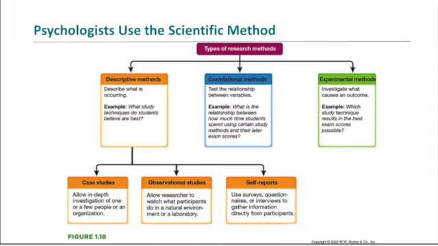Alright, so these are the types of research methods. First, we have the descriptive method, which is describing what is occurring. In descriptive methods, we have case studies, observational studies, and self-reports. Case studies are more in depth. Observational studies are just like looking at a person. Self-reports are your own thoughts. We also have correlational methods, which is the relationship between variables, so two or more. And then we have experimental methods, which is investigating what causes an outcome.